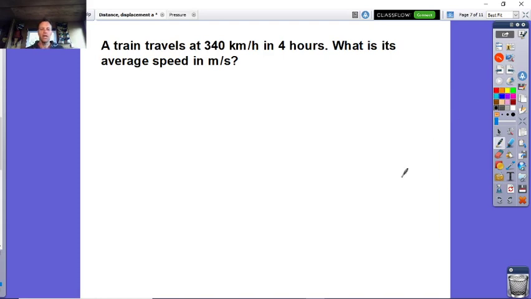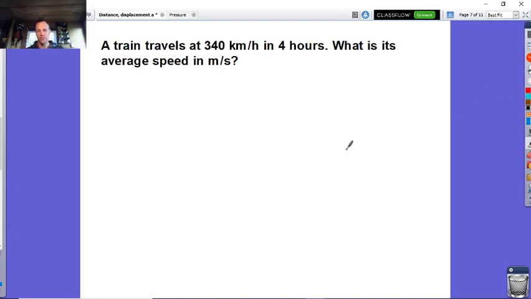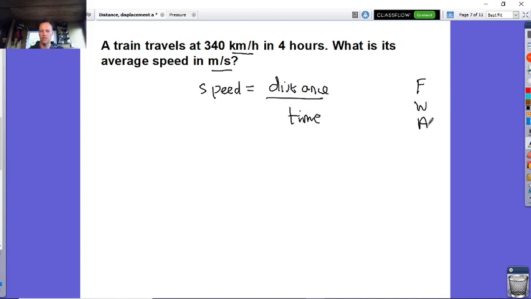Now, what you have to do then is be able to use the equation to actually calculate these. In this sort of example, you can get hold of where you're changing units from kilometers per hour to meters per second. So you've got a train that travels at 340 kilometers per hour for 4 hours. What's its average speed in meters per second? Well, what you need to do is use the technique I'm always on about. Use speed is simply equal to your distance divided by your time. And the techniques we're using are formula, working, answer, units. Tick, you've got your formula in.